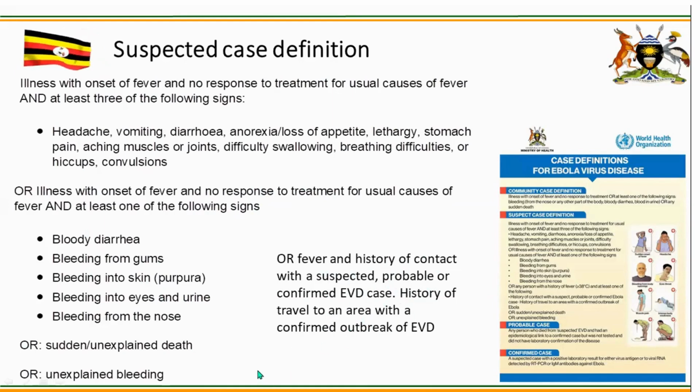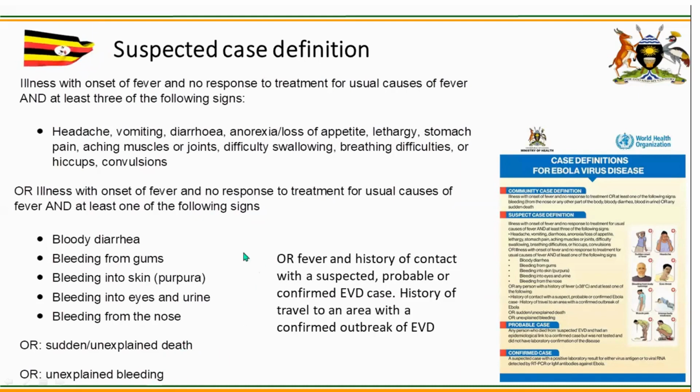The other third definition, therefore, is having a sudden or unexplained death. In your clinic, a patient comes in and before you know it, the patient has died. For this purpose, you have to consider this as a suspected Ebola case, and also call KCCA to actually intervene. I'm sure for all this, they will be very quick and be within your service to help you out through this.